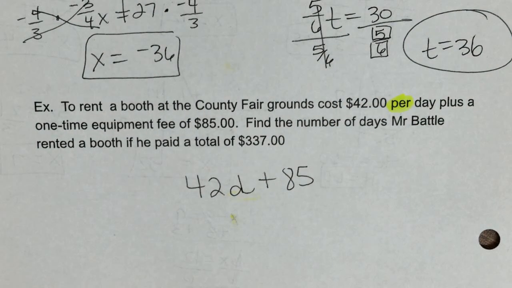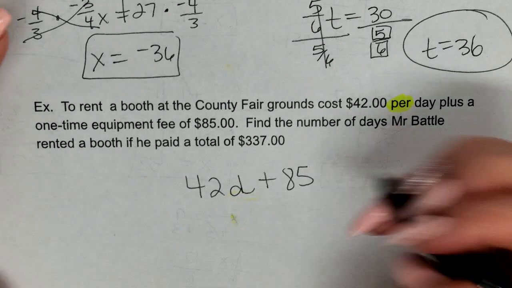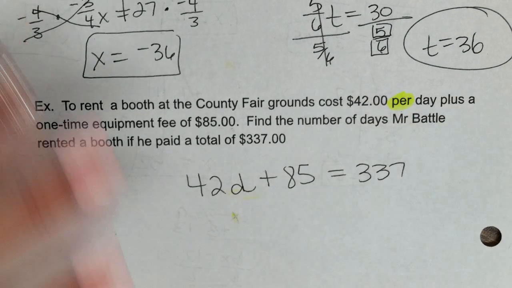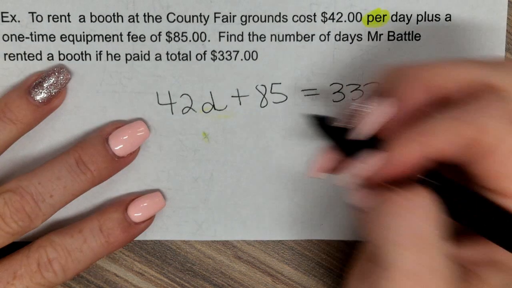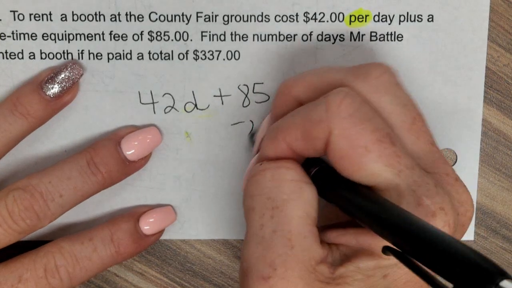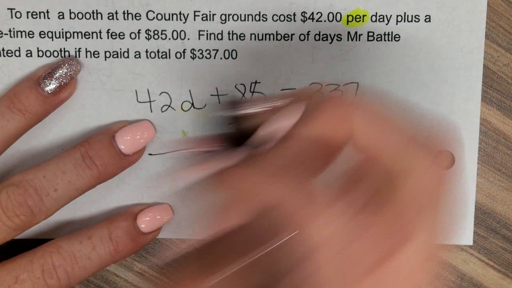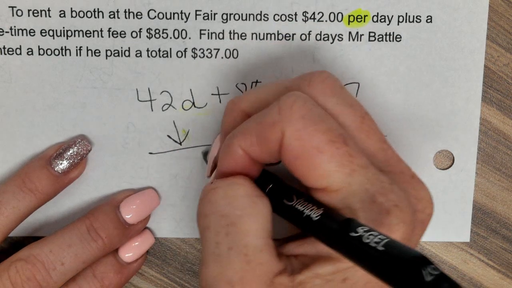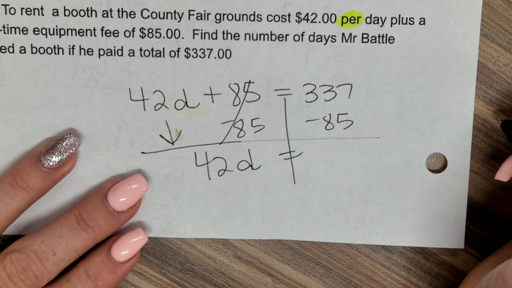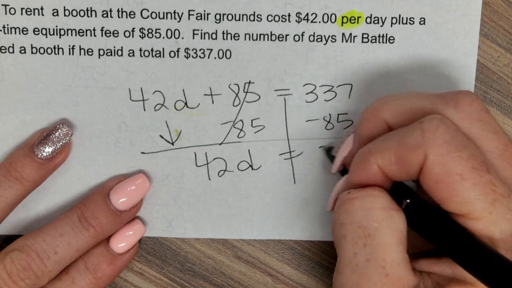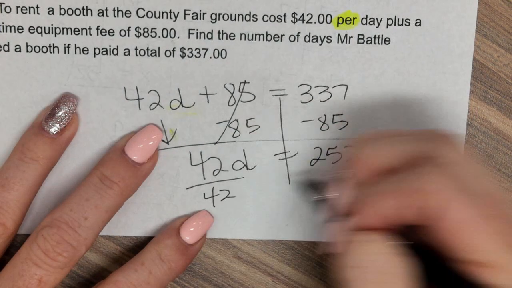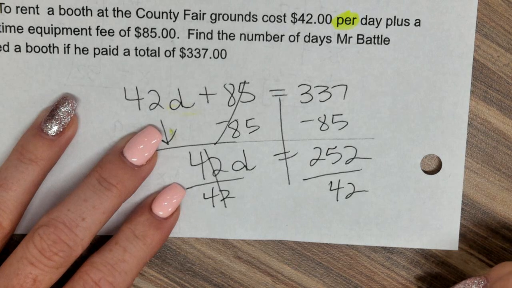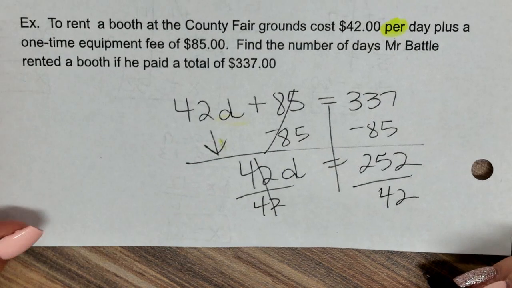Find the number of days Mr. Reynolds rented if he paid a total, so that equals $337. This is all from 7th grade, yes? Y'all remember doing these? All right, and then you would solve. So how would I get rid of the constant, the 85? Subtract 85. So I bring down my 42 times my days, and 337 minus 85 is 252. How would I get rid of my coefficient? Divide by 42. So 252 divided by 42 is 6.